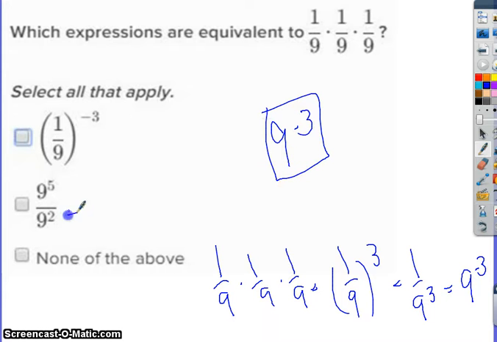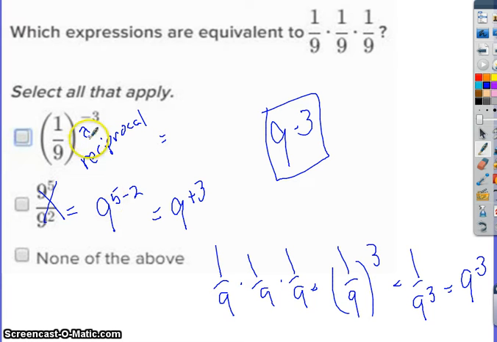And this one is obviously not correct because it's 9 to the 5 minus 2, which is 9 to the positive third. So this is 9 to the positive third, and I was looking for 9 to the negative third, so this is not right. But a lot of people are picking this distractor because they've forgotten that the negative in the exponent means take the reciprocal.